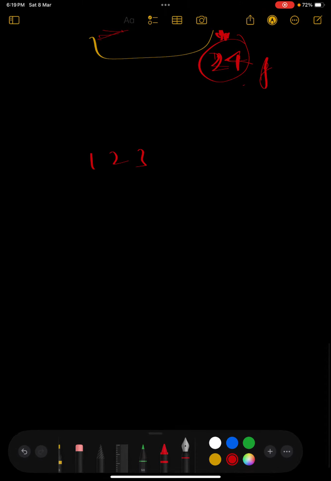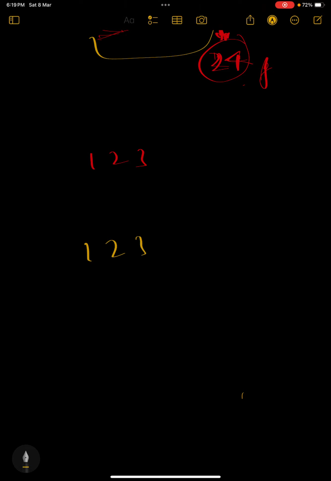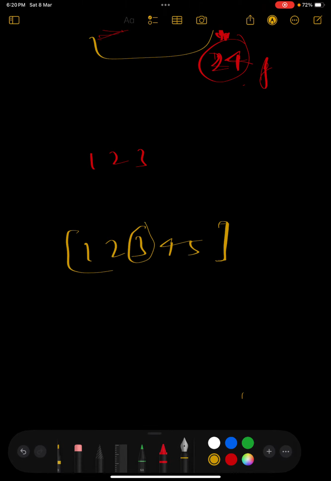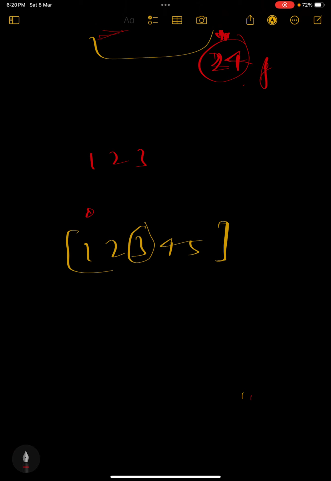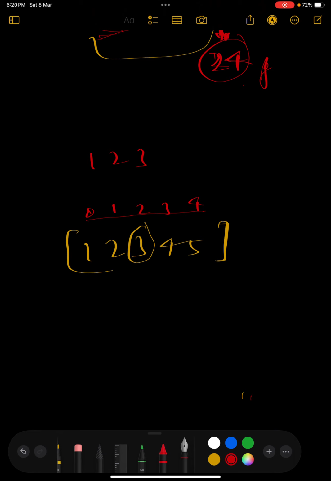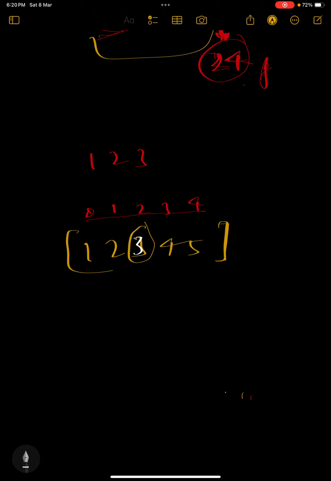So what else can we think about this question? Let's see: 1 2 3 4 5. I will come to the part of what we can think of. For 3, what can we think? If we are at the 0th index, the indices are 0 1 2 3 4, right? So if we are at index 2, what things do we require?